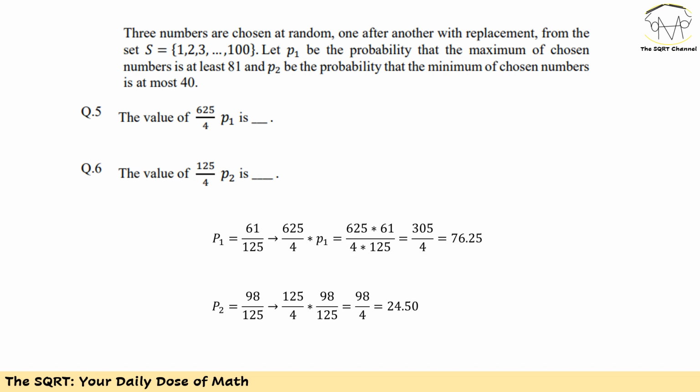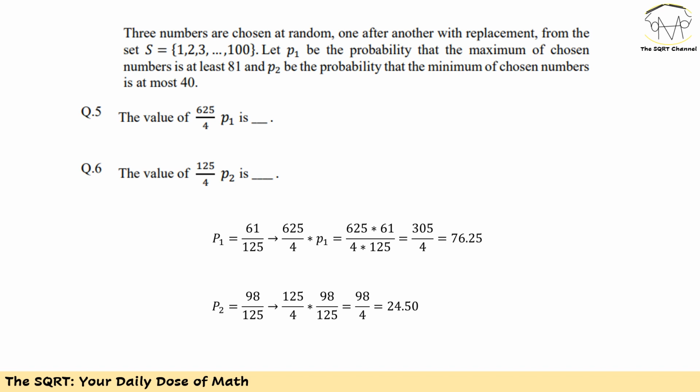Now that we have P1 and P2, we can go back to question 5 and 6 and solve them easily. To target question 5, we need to find 625 over 4 times P1. P1 is 61 over 125, so applying some simplification results in 305 over 4, which is 76.25.